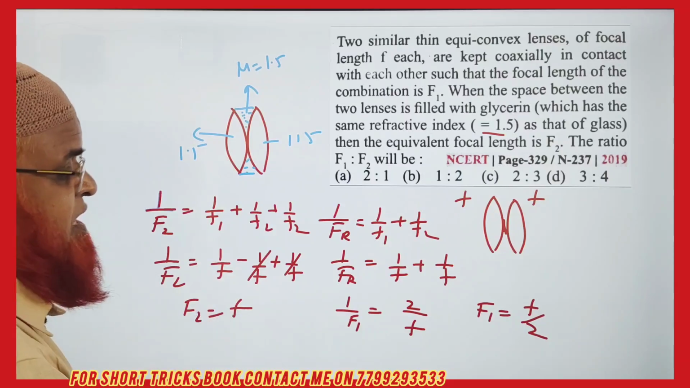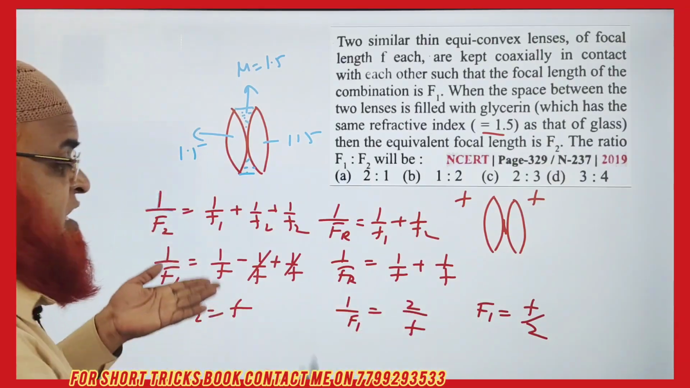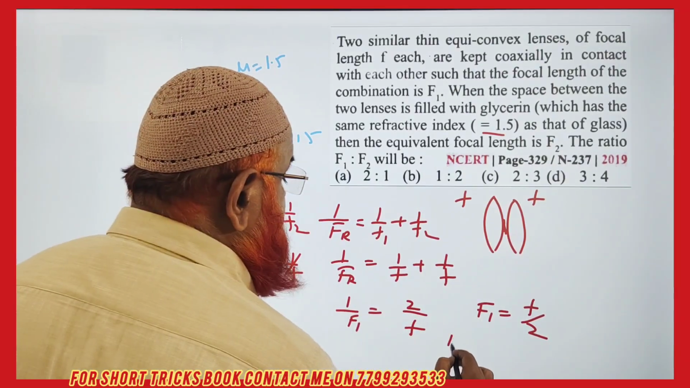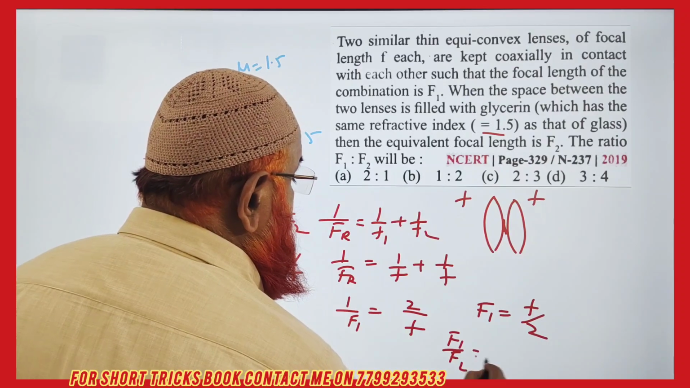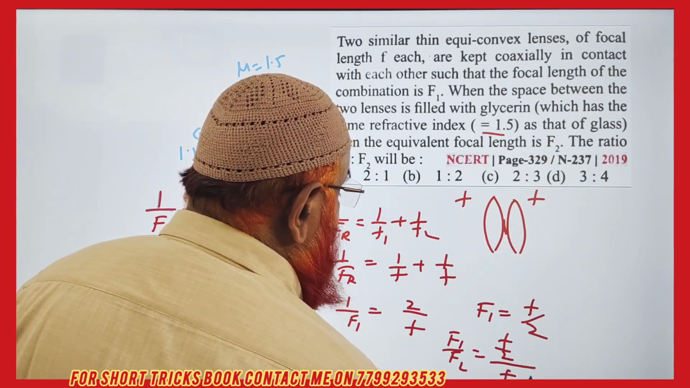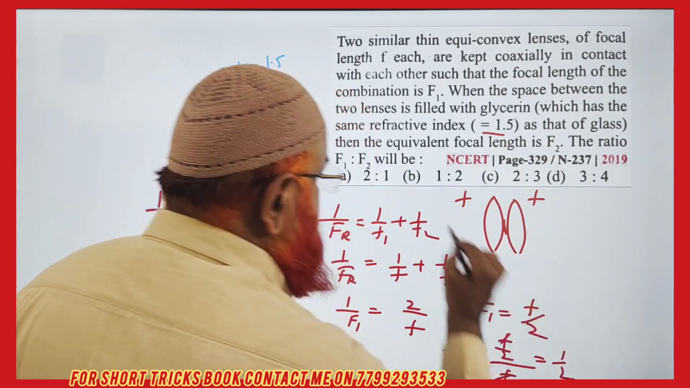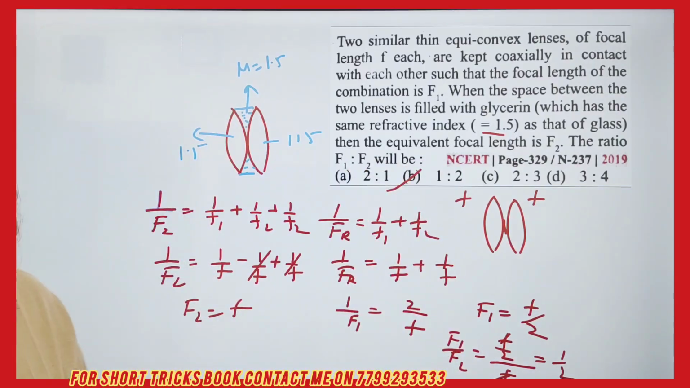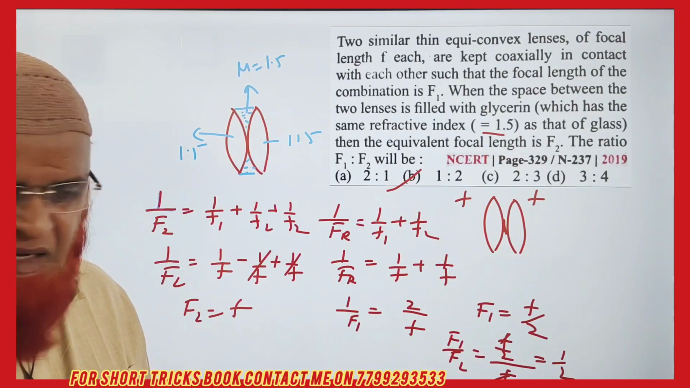F2 is f. F1 is f by 2. But he's asking us to find the ratio f1 by f2. So f1 is f by 2 divided by f. F gets cancelled. Your answer is 1 by 2. Is it clear? Easy. Next.